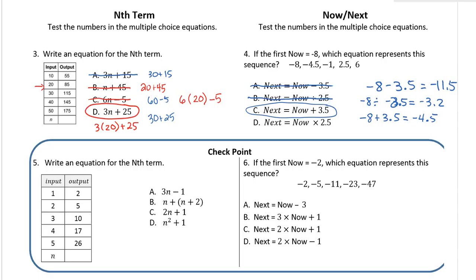However, I encourage you to check your answer and make sure that D in fact does not work. If we plug in -8 and we multiply it by 2.5, we get -20. So that verifies that D is not correct. C is our answer. Please do the last checkpoint, number 6 here. Again, show your work and input your final answer.